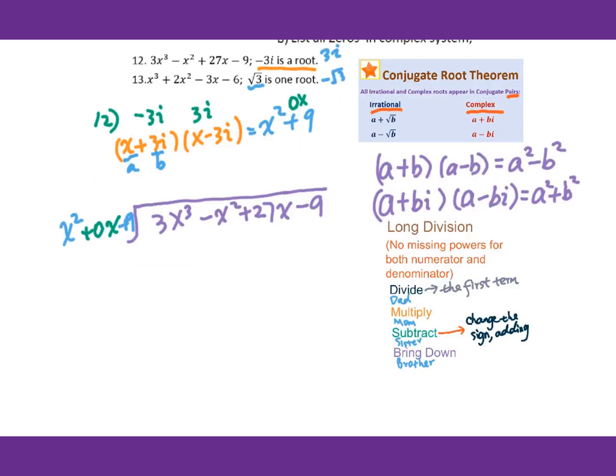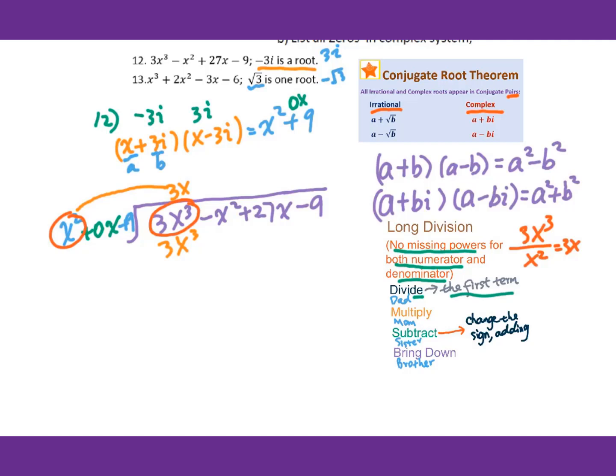For long division, first of all, remember no missing power for both numerator and denominator. Divide means the first term divides, so I circle the first term. We got 3x to the third power over x squared equals 3x. We got 3x here. Then drop down this 3x third power because these two multiply. That's 3x third power. Then you have to multiply these two: 0x times 3x is 0x squared. Then 9 times 3x, that's plus 27x.